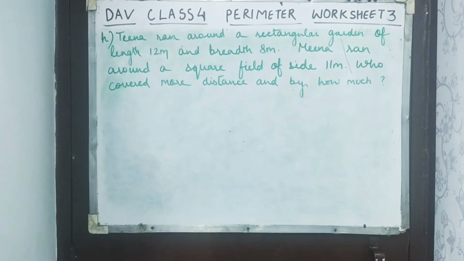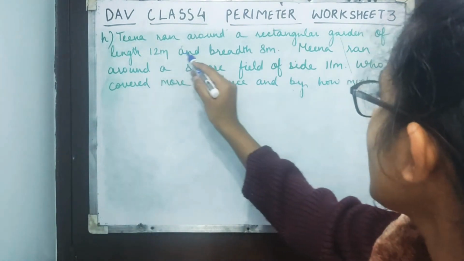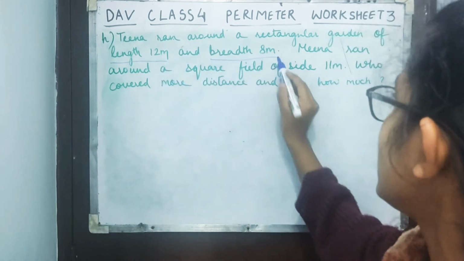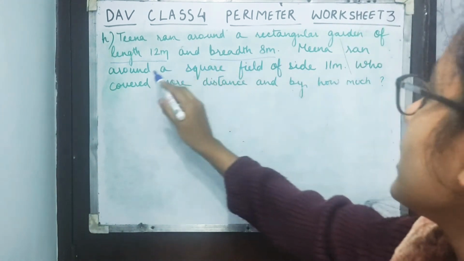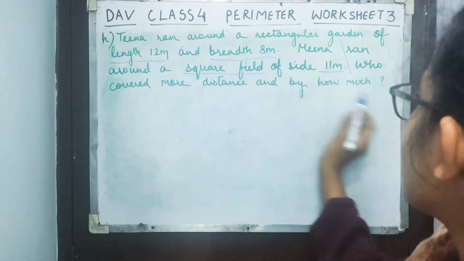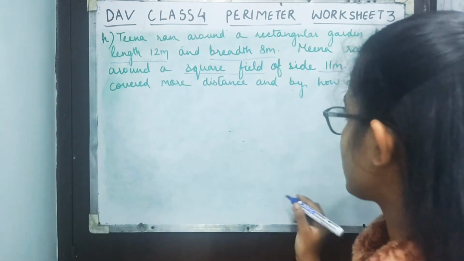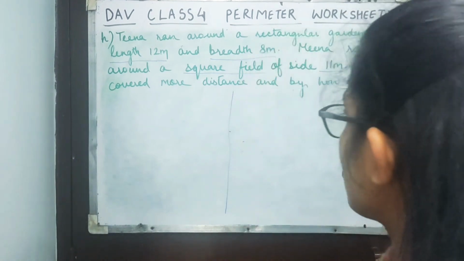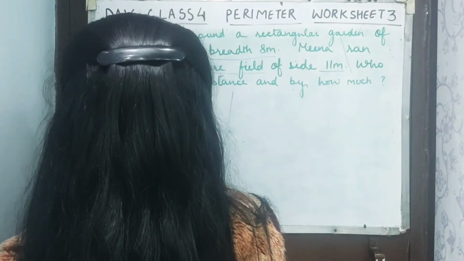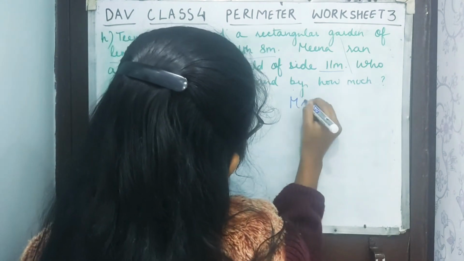So now coming to our H question, that is: Tina ran around a rectangular garden of length 12 meter and breadth 8 meter. Meena ran around a square field of side 11 meter. Who covered more distance and by how much? So first of all, I am dividing the space into two so that I can write about both. Tina's we'll do here and Meena's we'll do here.